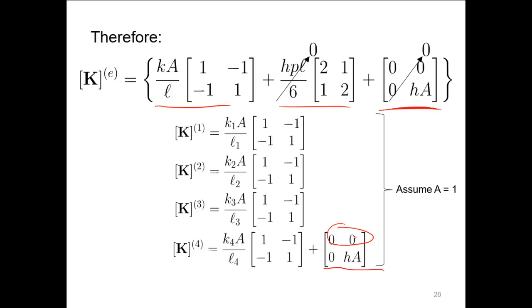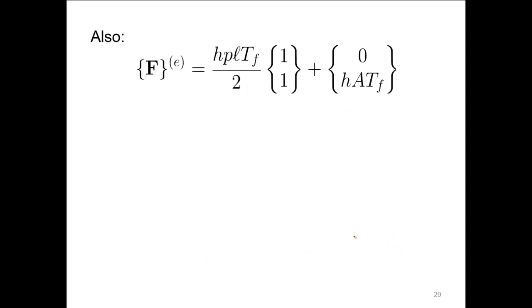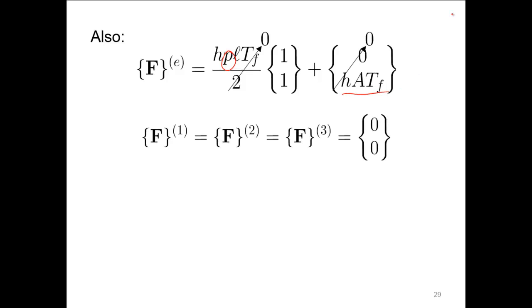Again, in all those cases we're going to assume the area is 1. For the forcing function, we have convection from the surfaces, so the perimeter of our wall, but it's an infinite wall, so we're going to ignore this term. We also have convection from the tip. For the first 3 elements, those are all 0. But for the 4th element, we're going to include just the tip, because the outer surface of the wall interacts with the fluid.